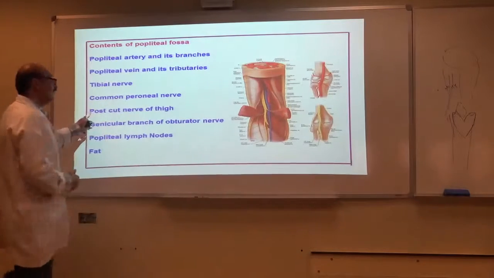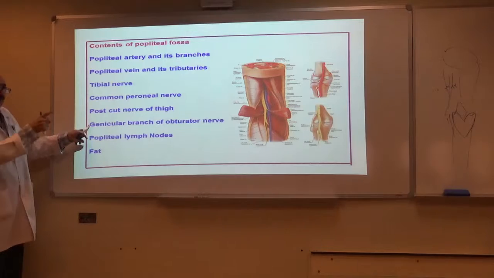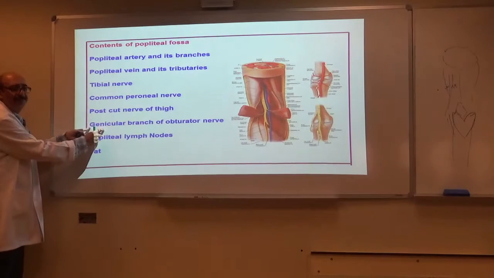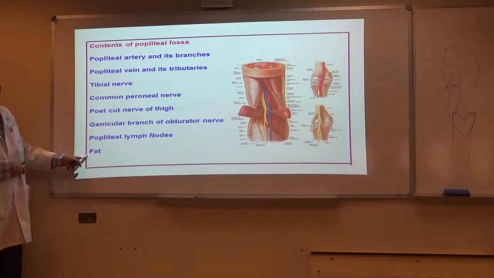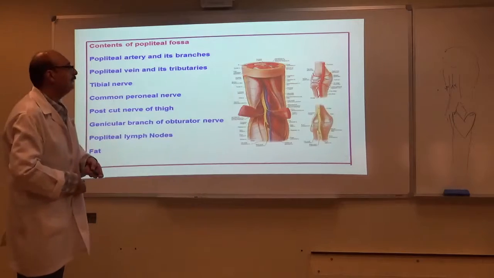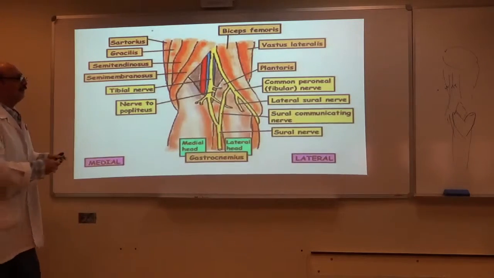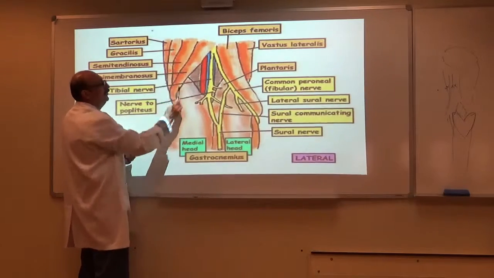Okay. Posterior cutaneous nerve of the thigh is a branch from sciatic. Genicular branch of obturator nerve. Genicular means knee. Geniculum, knee. Popliteal lymph nodes and some fat. These are the contents of the popliteal fossa. These are the contents. Can you appreciate at least a few structures? Can you appreciate the boundaries now?